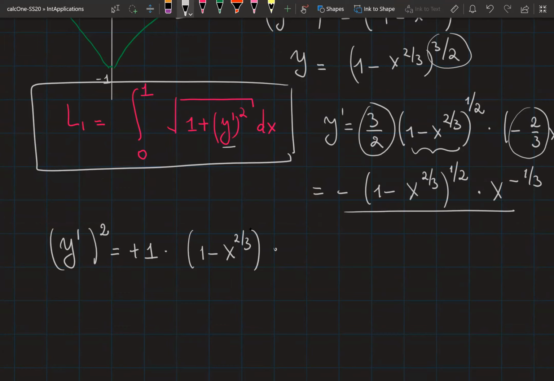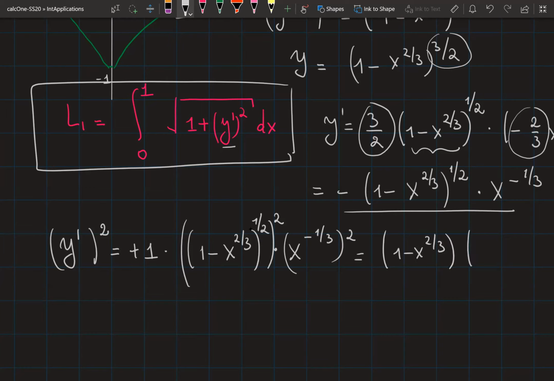Simply 1 times, so the square of this one is going to be x to the power of minus 1 over 3, to the power of 2, right? If you don't understand how we get this, we can just put this right here in this way. So what we get here is 1 minus x to the power of 2 over 3 times x to the power of minus 2 over 3. Right? So we just need to multiply the terms and open the brackets.